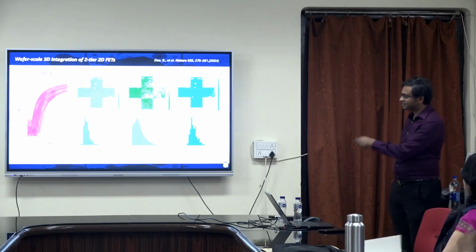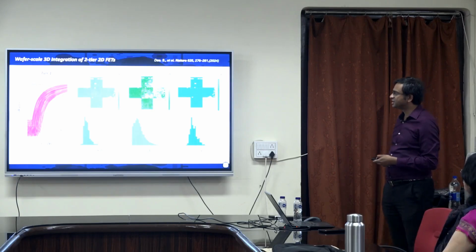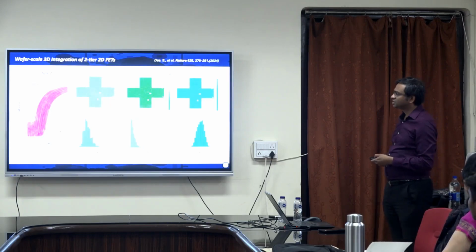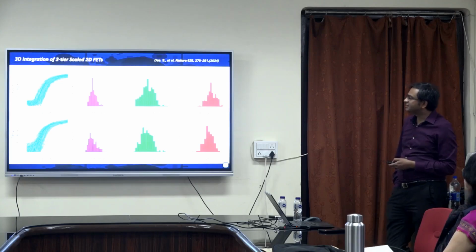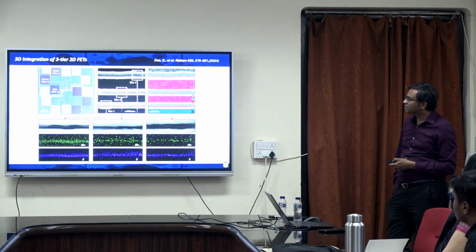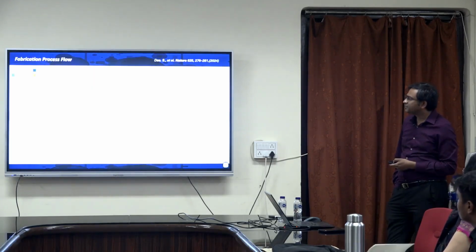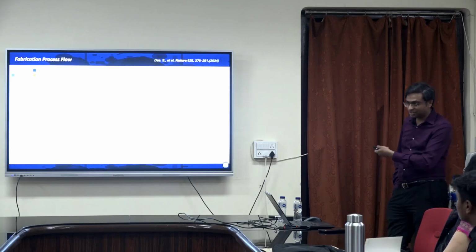So this is like some of the devices you see, 10,000 devices measured in tier 1, another 10,000 in tier 2, right? And then these are like scale devices, close to 1,000 for tier 1 and tier 2. These are some cross-sectional TEM, high resolution. And here is the fabrication process. You can see how many steps, right?